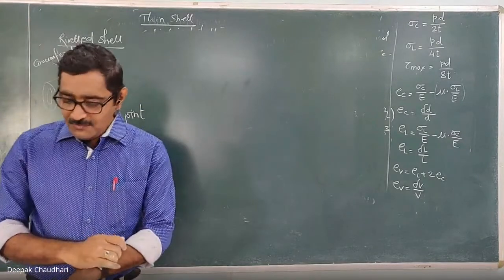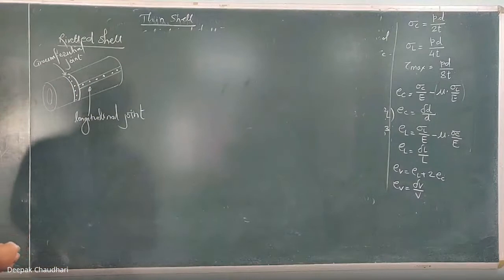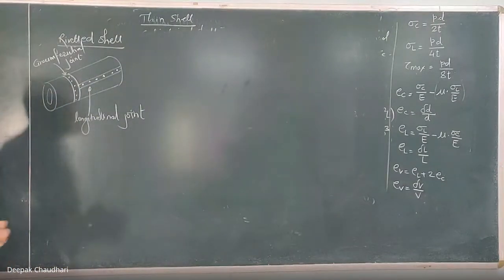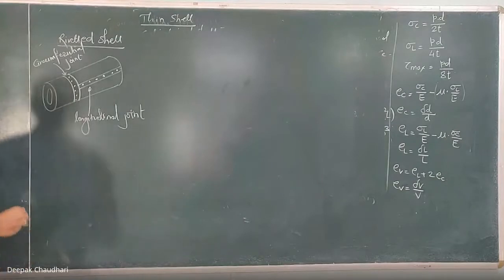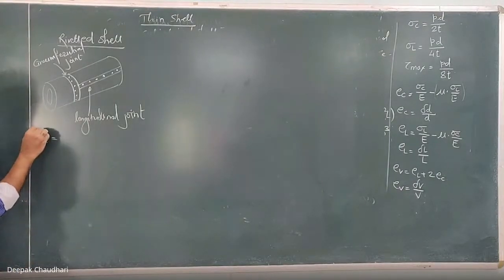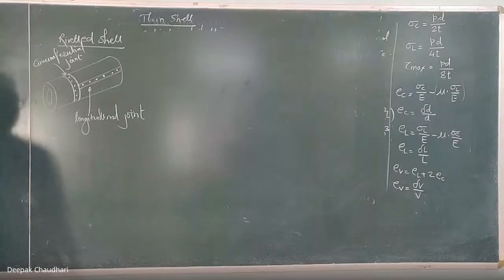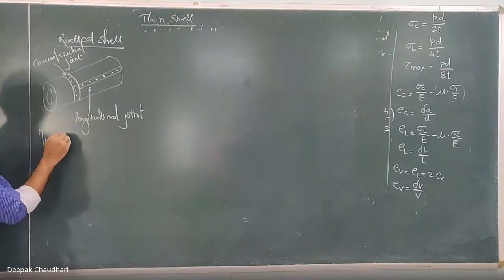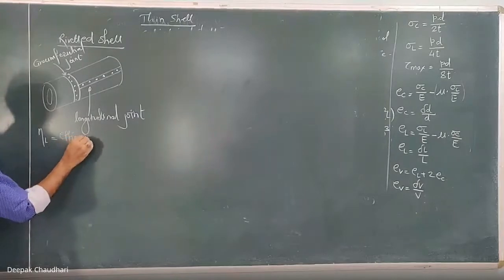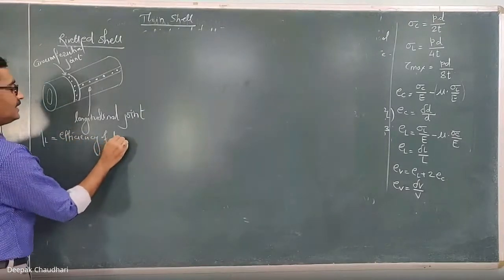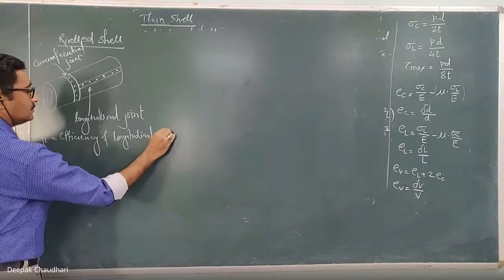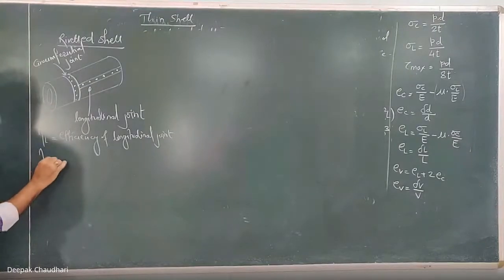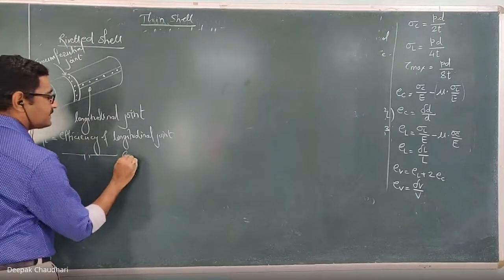Okay. Now, when the circumferential and longitudinal joints are given, their strength is less than the strength of the parent material. Okay. In such cases, we have to consider the efficiency of the circumferential joint and the longitudinal joint. Eta is the symbol which represents the efficiency. So, eta L is the efficiency of the longitudinal joint, and eta C is the efficiency of the circumferential joint.